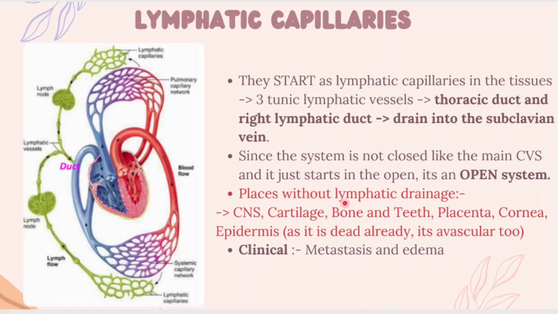Now, places without lymphatic drainage: the central nervous system, cartilage, bone, teeth, placenta, cornea, and epidermis. Now, why do we not have lymphatic capillaries specifically here? It's because we don't have any capillary bed there. And if we don't have that, then no lymph will be left. If there's no lymph left, then what's the point of having capillaries over there? There'll be no fluid to collect, so we don't need it in any of these places.